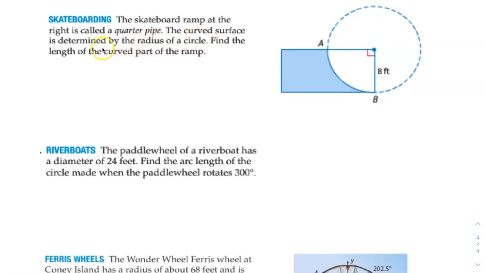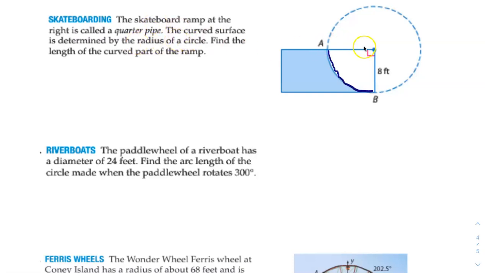The skateboard ramp at the right is called a quarter pipe. There we go, there's my quarter pipe. The curved surface is determined by the radius of the circle. Find the length of the curved part of the ramp. So they want me to find this part. The quarter pipe right there.